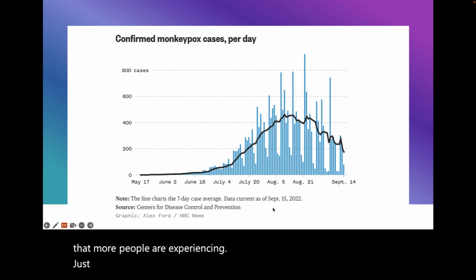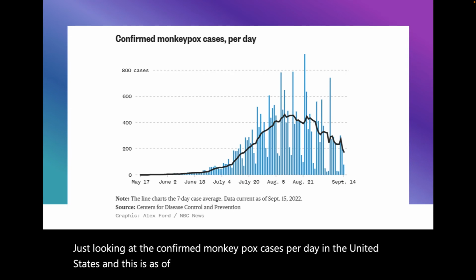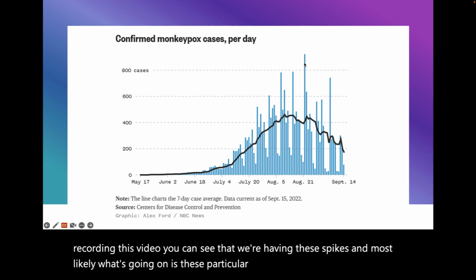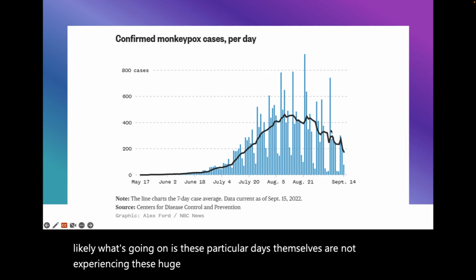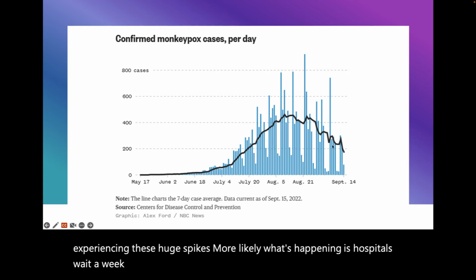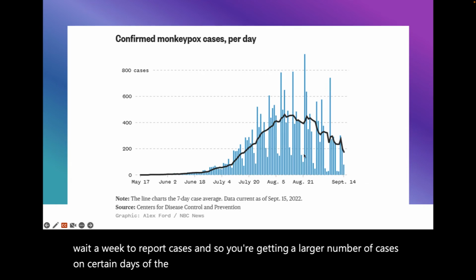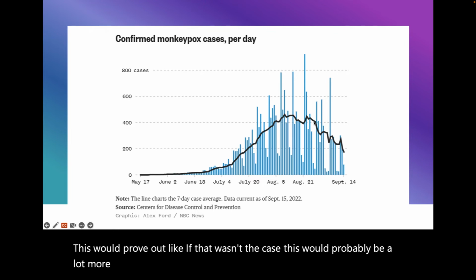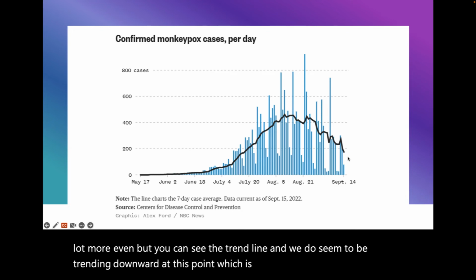Just looking at the confirmed monkeypox cases per day in the United States, and this is as of September 15th, so just a few days before I'm recording this video, you can see that we're having these spikes. And most likely what's going on is these particular days themselves are not experiencing these huge spikes. More likely what's happening is hospitals wait a week to report cases, and so you're getting a larger number of cases on certain days of the week, which would prove out. If that wasn't the case, this would probably be a lot more even, but you can see the trend line, and we do seem to be trending downward at this point, which is encouraging.